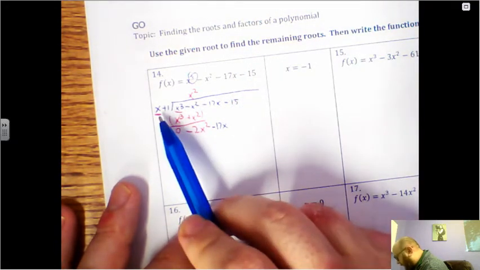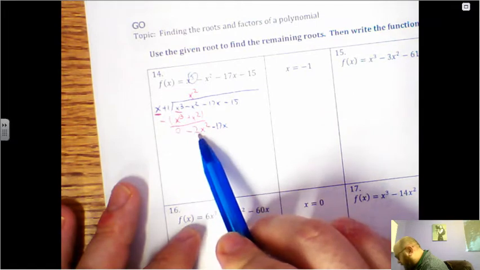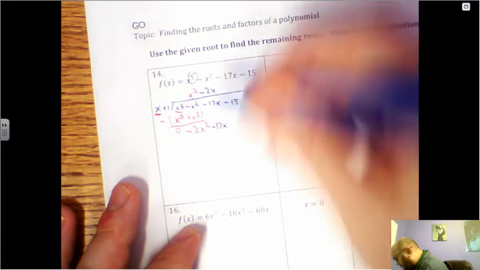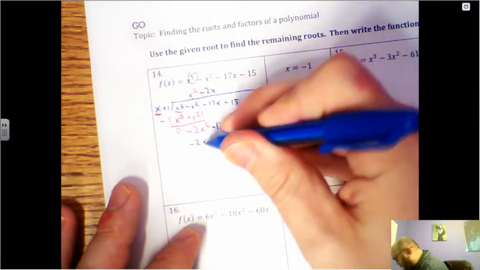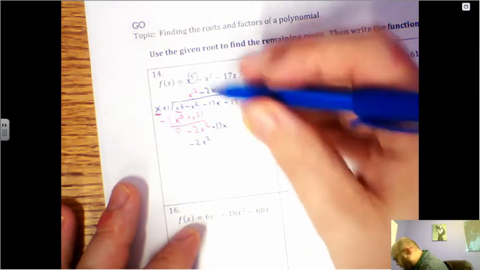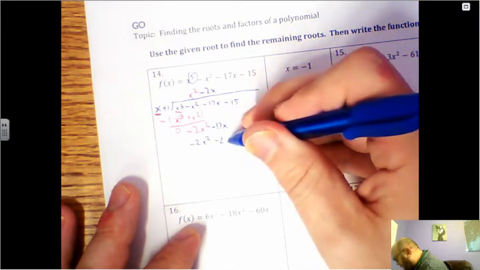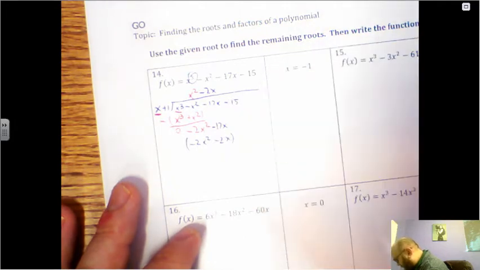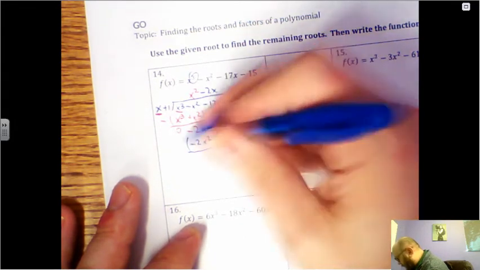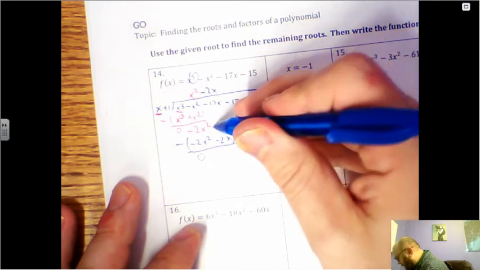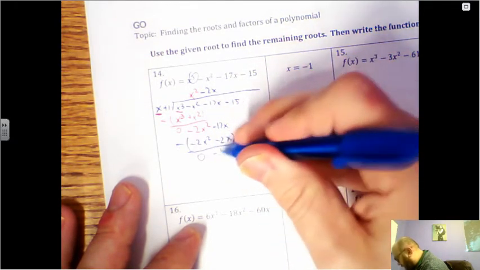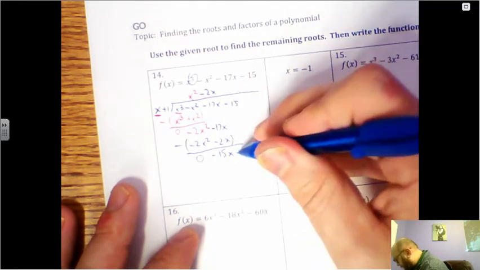What do I have to multiply x by to get negative 2x squared? I need to multiply that by negative 2x. That becomes negative 2x squared. That becomes negative 2x. I now need to subtract. Negative 2 minus negative 2 is 0. Negative 17 minus negative 2 is negative 17 plus 2. That's negative 15x. Okay, I now bring down my minus 15.